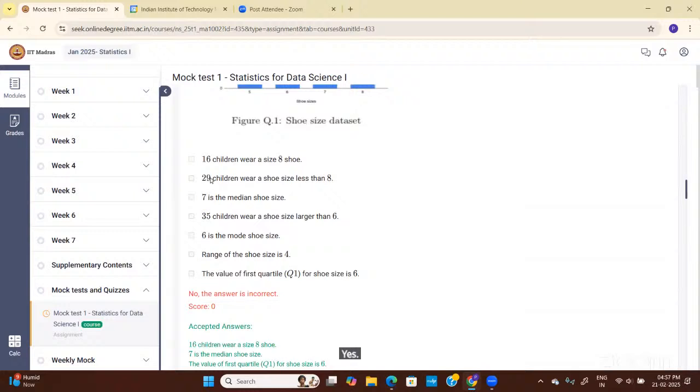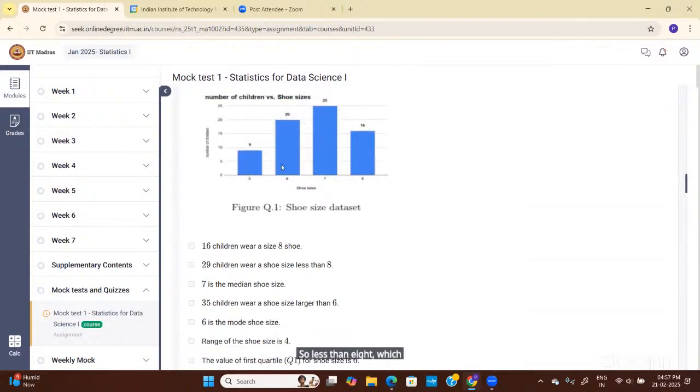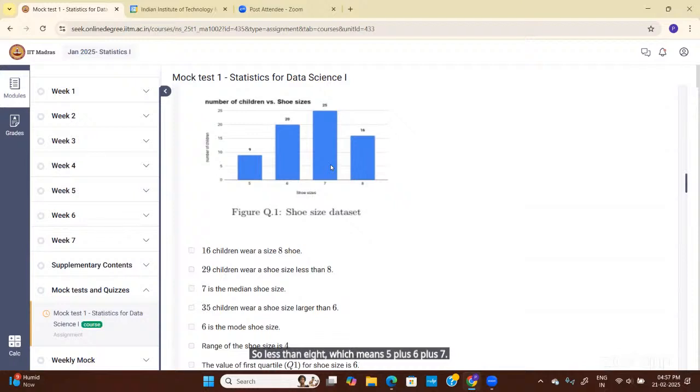Then, 29 children wear a shoe size less than 8. Less than 8 means 5 plus 6 plus 7, which means 9 plus 20 plus 25, which will not be equal to 29. So the second option will not be correct. Next is 7 is the median shoe size.